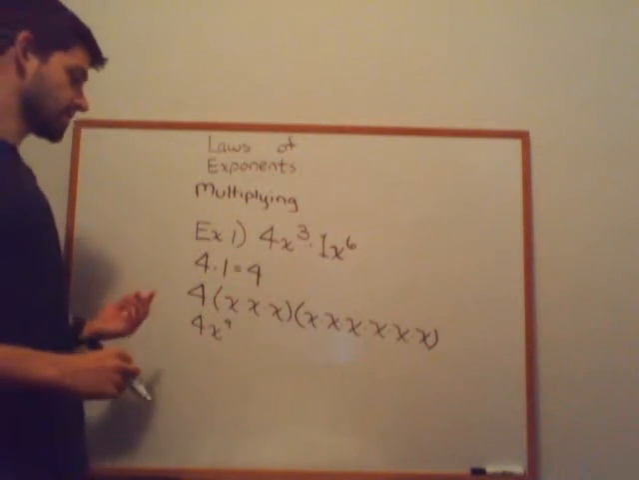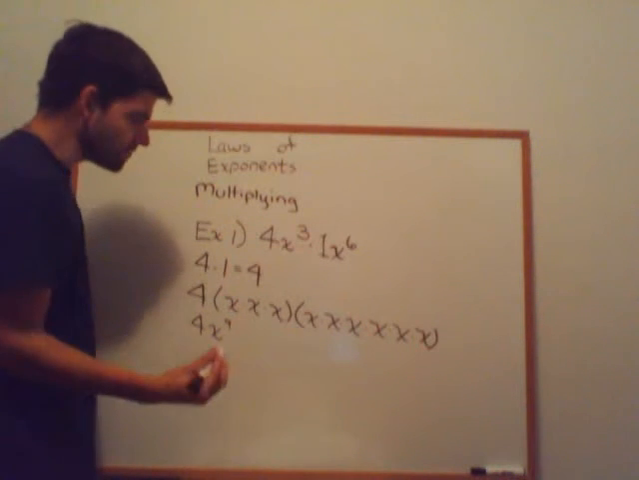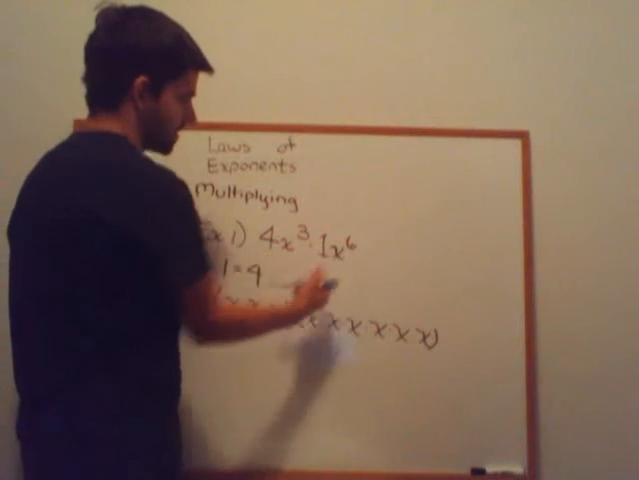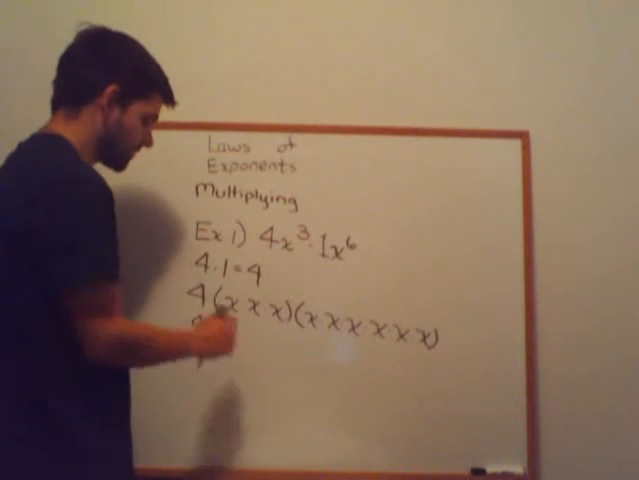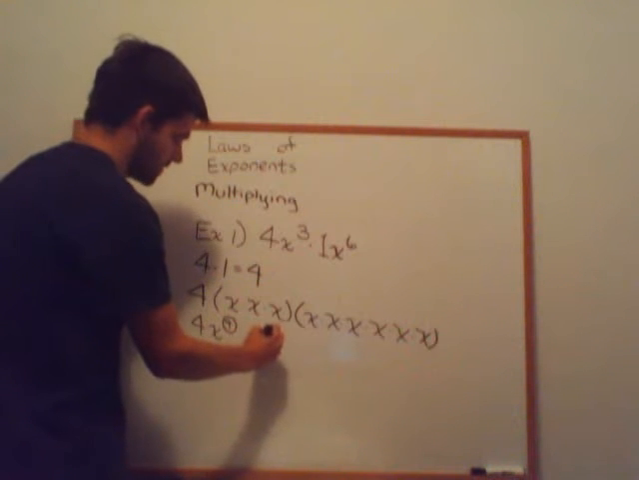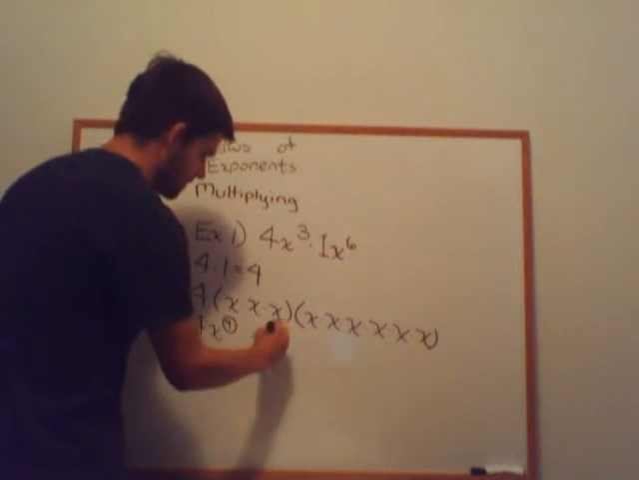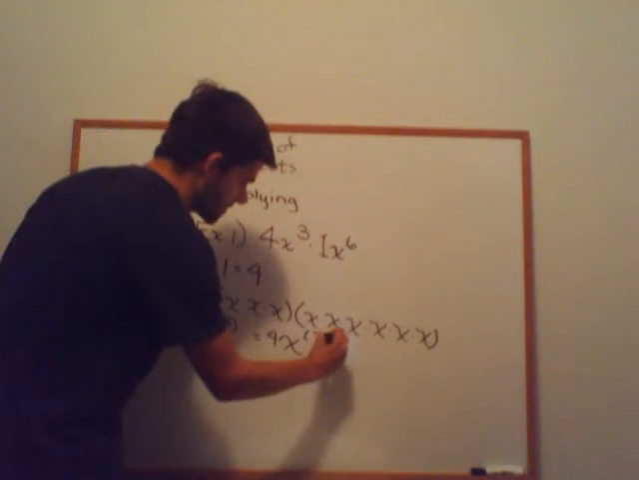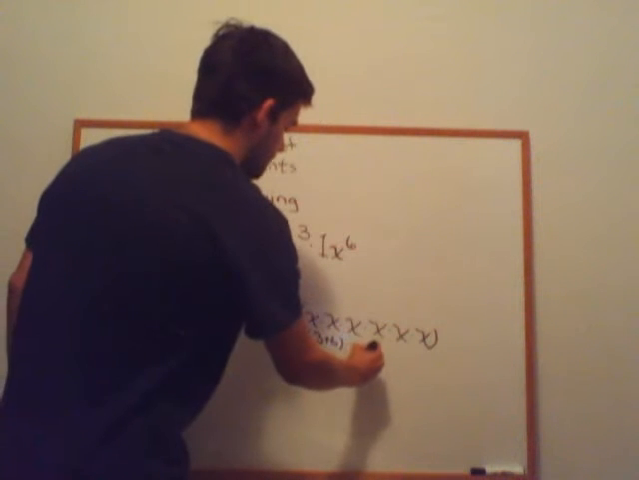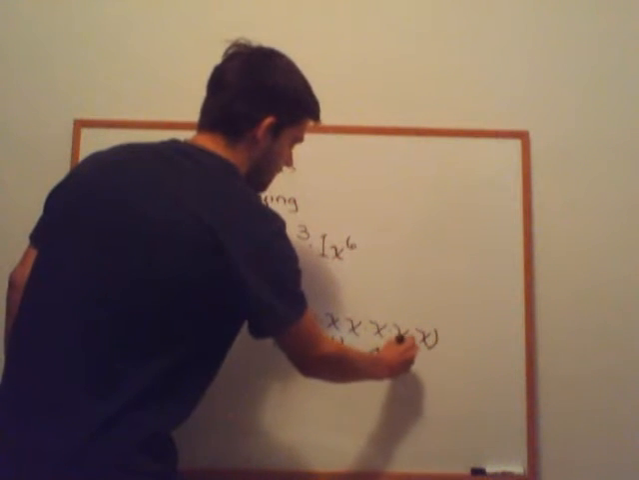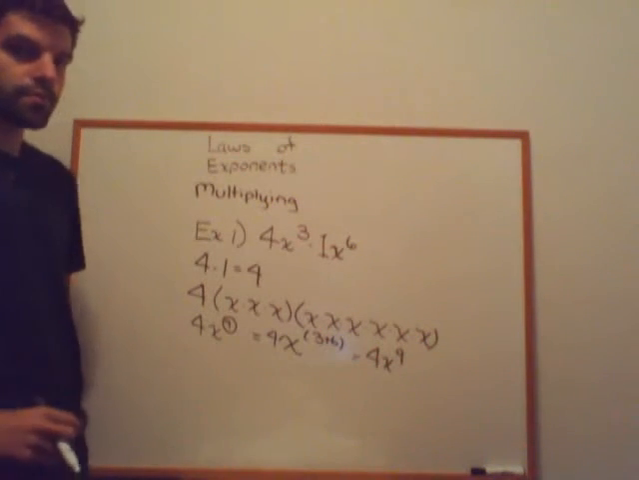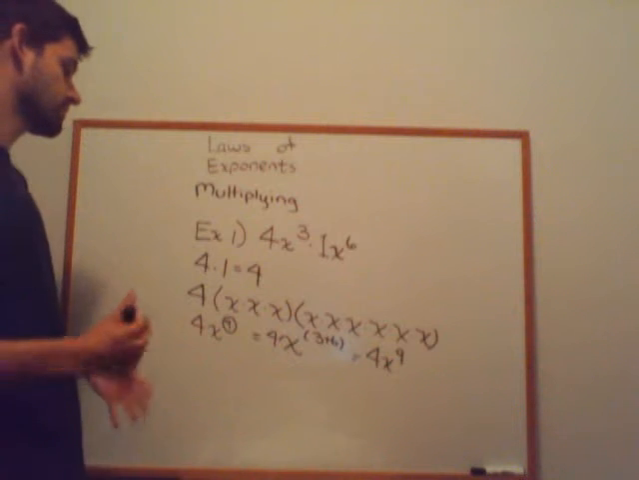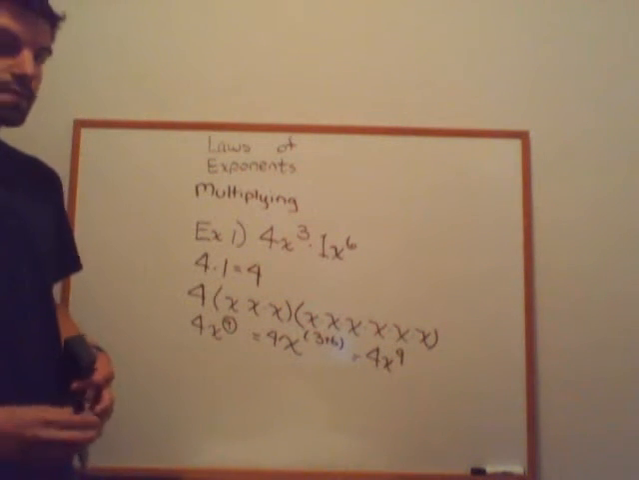Now instead of doing this every single time for every variable, notice what we did here. So we have 4x to the 9th power. We took the summation of x cubed and x to the 6th, and we got x to the 9th. So what we did in reality is we did 4 times x to the 3 plus 6 exponent, and we got 4x to the 9. Okay, so when we're multiplying exponents, we're going to be adding the exponents, and that will allow us to solve the total product of the variables. So our final answer is 4x to the 9th.